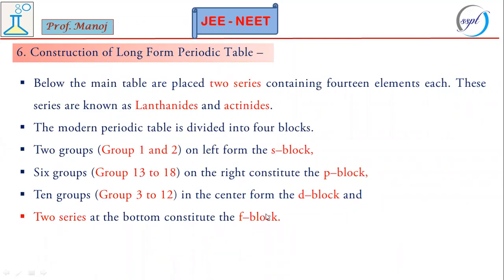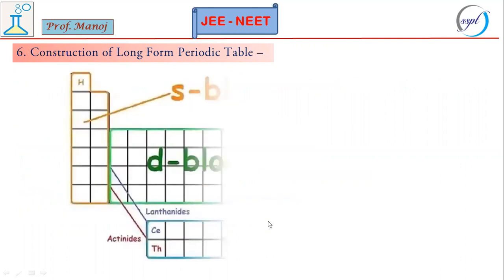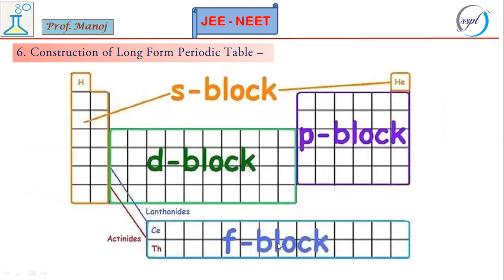Now here onwards, you should know each and every information correctly. I have tried to give all possible things in our printed note synopsis also. आपको कुछ extra लगेगा तो आप इसमें से लिख सकते हैं. These are the 4 blocks you can see, S block onwards. So if I write the group numbers correctly here, this is group 1 and 2. This is 3 onwards. And this is 13 onwards, you can see.